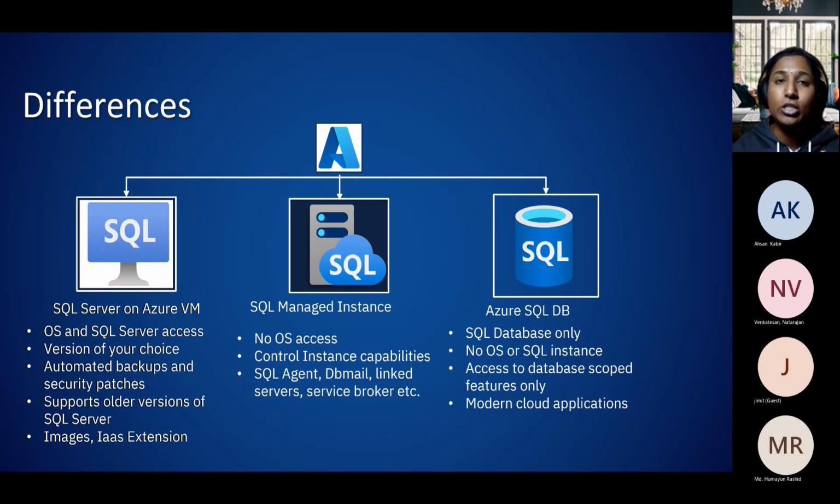If you use images to create those, you'll get an extension, the IaaS extension, which is the infrastructure as a service extension. Basically, what that extension does is unlock certain features when you are on an Azure virtual machine. If you do it manually, you need to manually go ahead and install this extension.